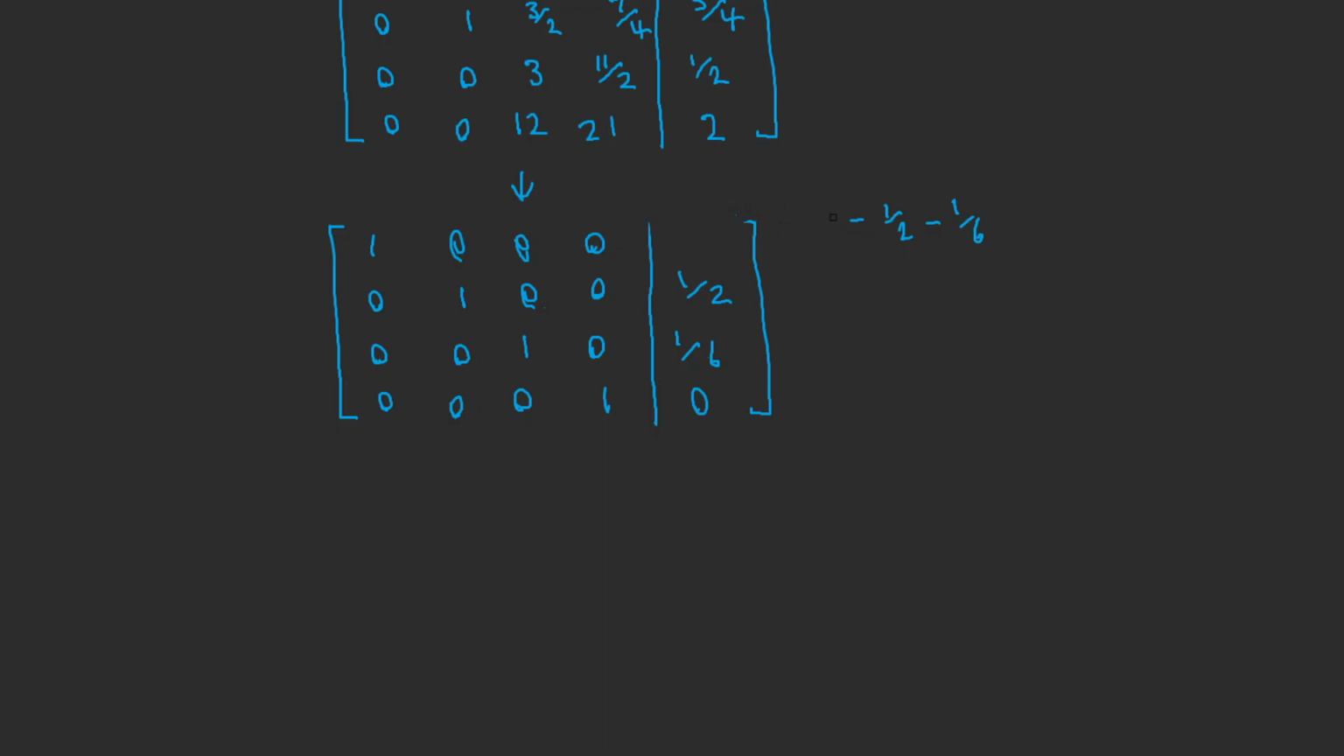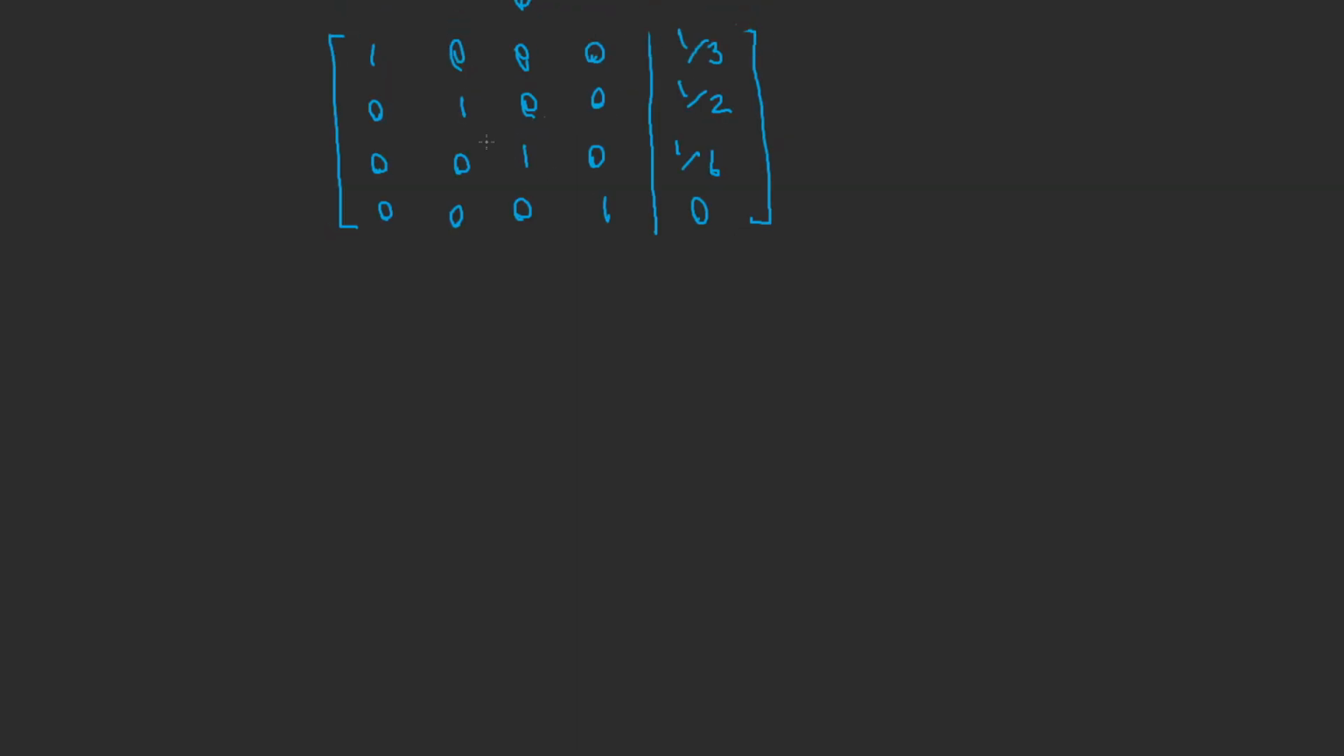Okay, 1/3 here. There we go, 1/3. And we're done. We've reduced this to the identity, which means that if I look at this equivalent system of equations here, this is going to tell me that A is equal to 1/3, B is equal to 1/2, C is equal to 1/6, and D is equal to 0.